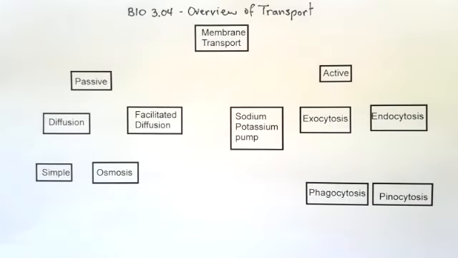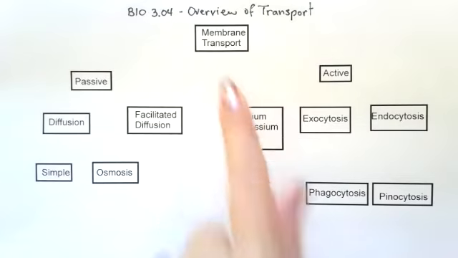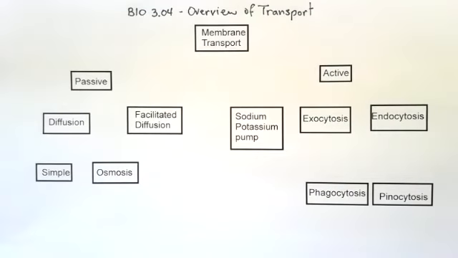All right, this is biology lesson 3.04. In this lesson, we're going to take kind of an overview of how things get across the cell membrane, or as we like to call it, membrane transport. And this gives us all of the different types of transport that you need to know by the end of the chapter. You needed to know a few things, like what diffusion was and concentration, so for us to talk about this intelligently. All right, but let's go ahead and get started.